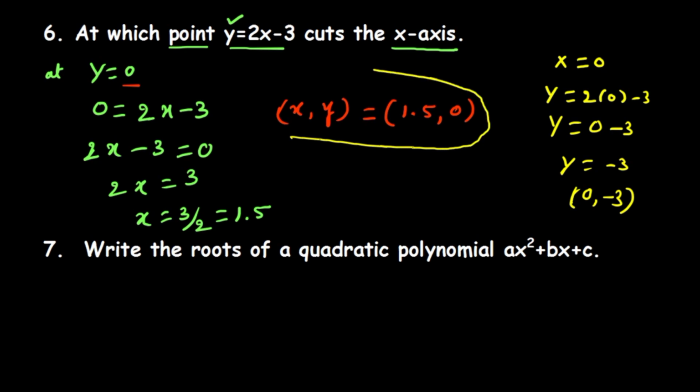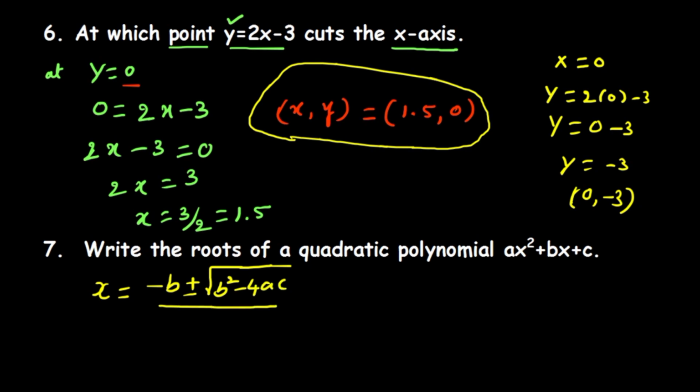Got it? So the next one is: write the roots of a quadratic polynomial ax square plus bx plus c. Roots, zeros, or solutions, we call them. So the answer is, generally we can use the quadratic formula, that is x is equal to minus b plus or minus root of b square minus 4ac by 2a. This is the formula and the answer for the required question. Writing the roots of the quadratic means x is equal to minus b plus or minus root of b square minus 4ac by 2a is the required answer.